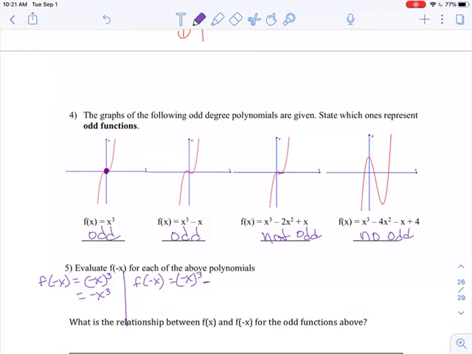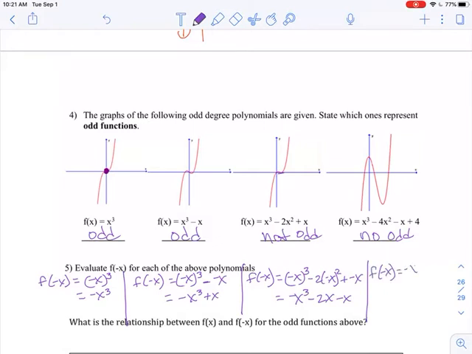The next one, I have f of negative x. So I'm going to do negative x to the third power minus negative x. Basically I'm substituting in a negative x wherever there's an x. That's going to equal negative x to the third plus x. Let's do that next one. I'm doing f of negative x, substituting in negative x wherever there's an x, minus 2 times negative x squared plus negative x. So this equals negative x cubed, but negative x squared is going to be positive x squared, so minus 2x squared minus x.